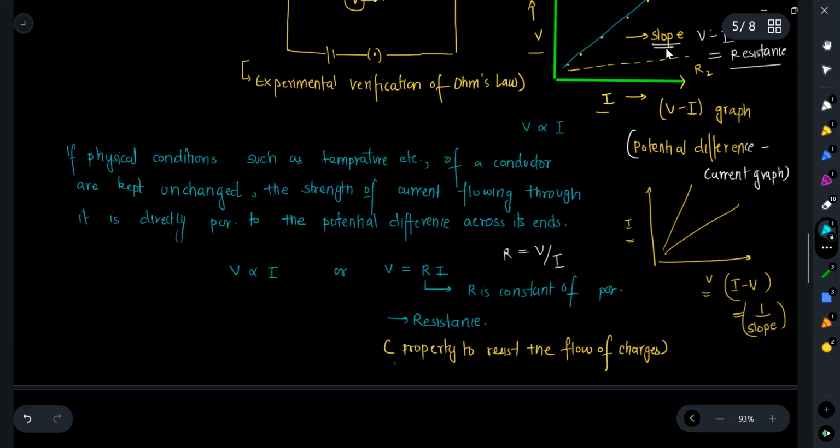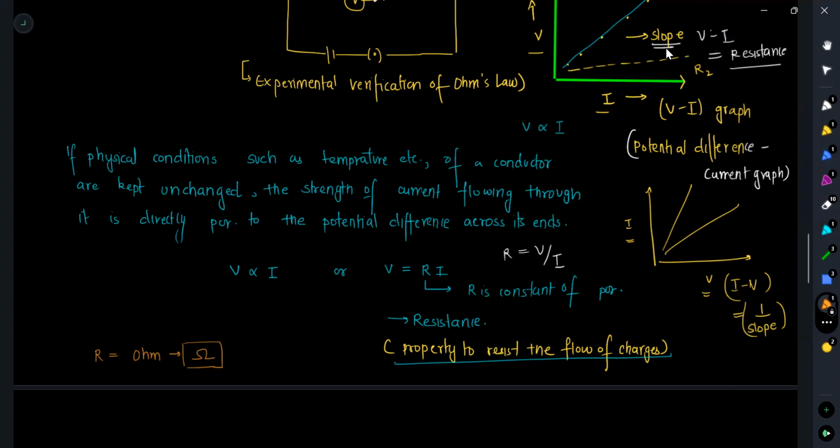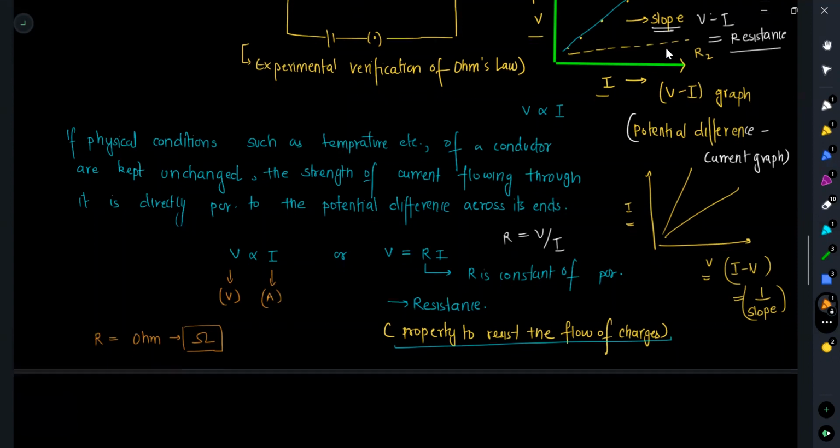So we studied about resistance, that resistance is the property to resist the flow of charges. Resistance की unit होती है ohm, represented by this symbol. So अगर हम रेजिस्टेंस कहीं भी निकालेंगे तो हम उसे ओम्स में लिखेंगे. पोटेंशियल डिफरेंस को हम वोल्ट्स में लिखते हैं V, करंट को हम एम्पियर्स में लिखते हैं A, और रेजिस्टेंस को हम ओम्स में लिखेंगे, represented by this symbol.